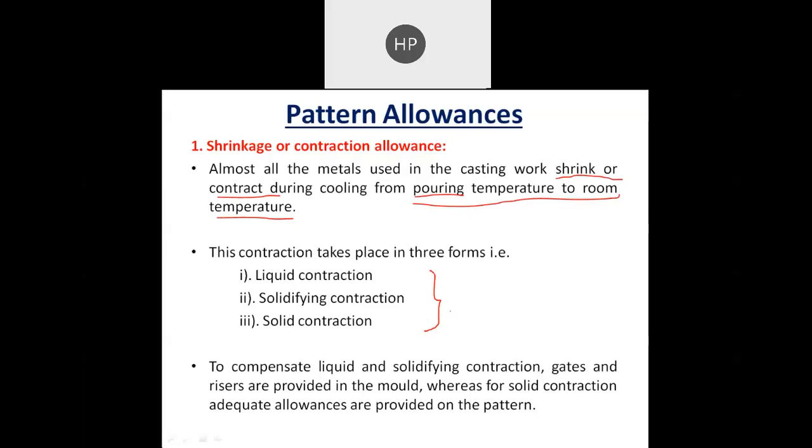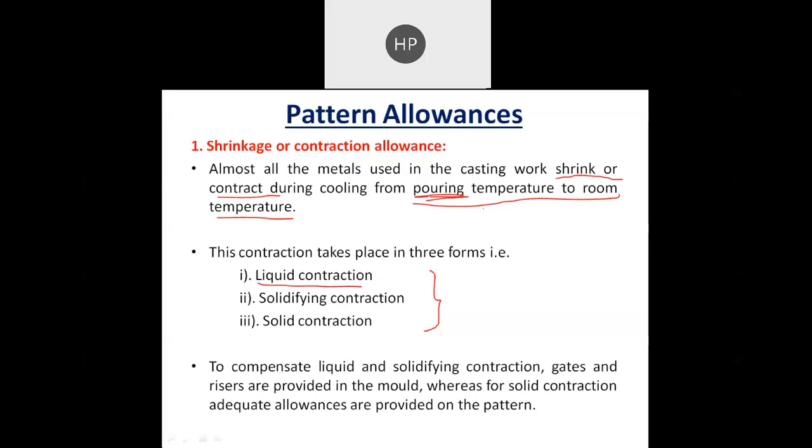So the first is liquid contraction. Liquid contraction means when we pour that metal at a higher temperature, it will be in a liquid form, but its temperature is still very high. From that higher temperature it will slowly come to some lower temperature while still in liquid form only, and during that time it has a certain contraction, which is termed liquid contraction.